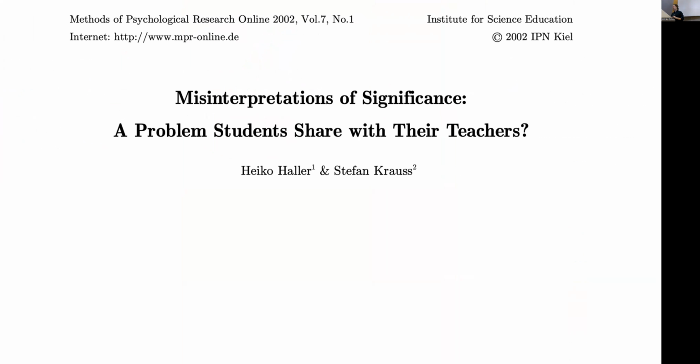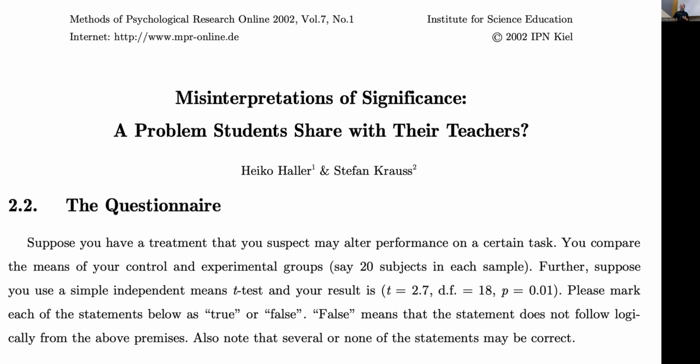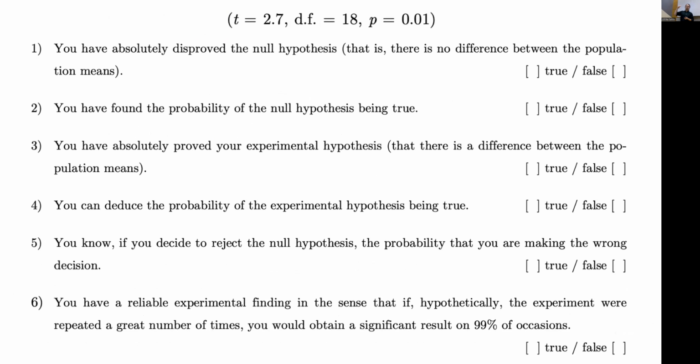All right, so it's Misinterpretations of Significance: Problems Students Share with Their Teachers. Spoiler alert, yes, but we get to that. What Haller and Krauss did was that they had a survey that they distributed around their university, a questionnaire with the following premise. Let's suppose you did an experiment, one experimental group, one control group. You analyze this data using a t-test and you got a p-value of 0.01. Which of these statements follow logically from this premise? They gave this to students, to professors, and also to professors teaching methodology, right?